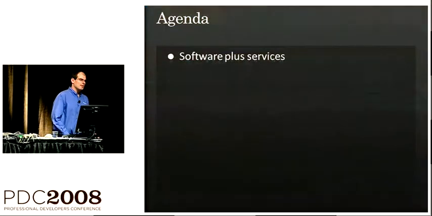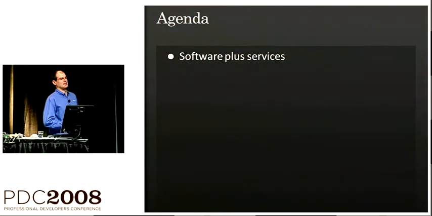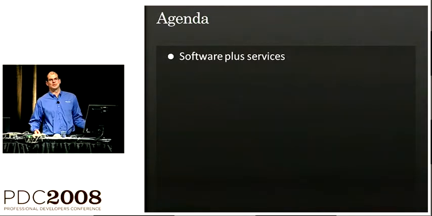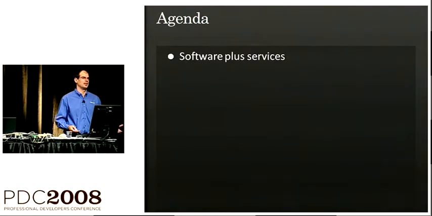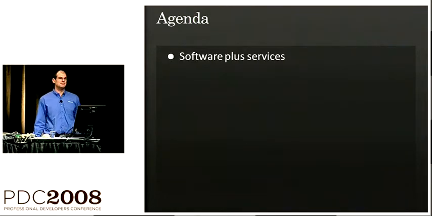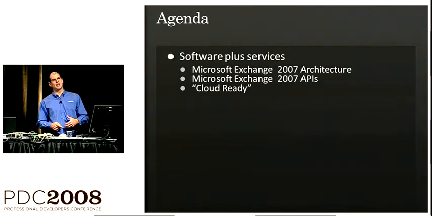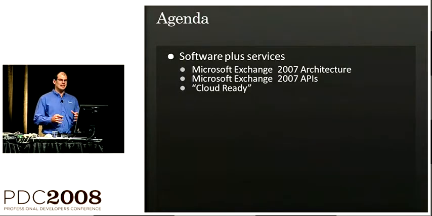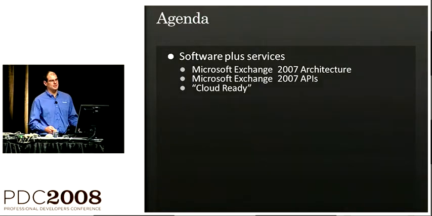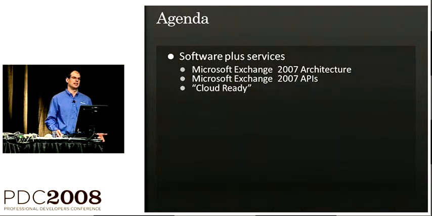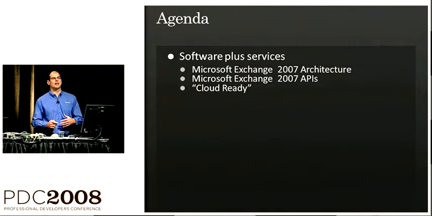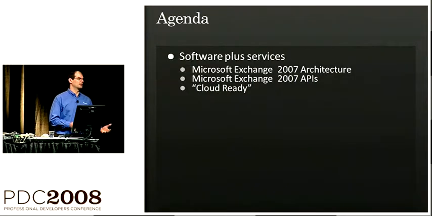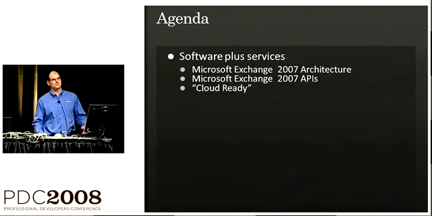So let's jump into it. This wouldn't be PDC 08 without a discussion of software plus services and what that means to Exchange and what that means to you as Exchange developers. So we'll be talking about that today. We'll really be talking about what we've done with Exchange 2007 to get it ready for this cloud scenario. We'll be talking about our Exchange 2007 APIs and make it really clear the direction that we're going with our developer story. And we'll talk about what we've done to make Exchange 2007 cloud ready.